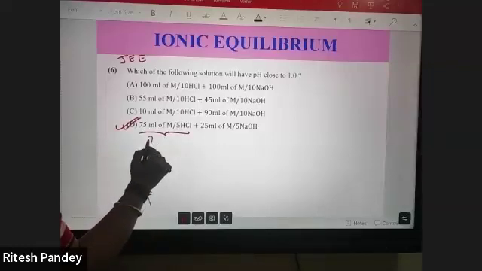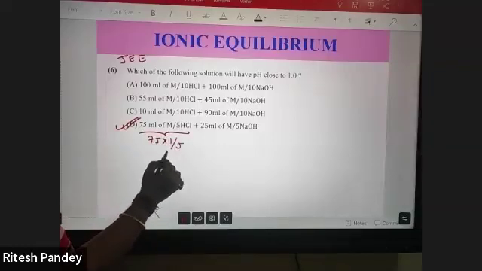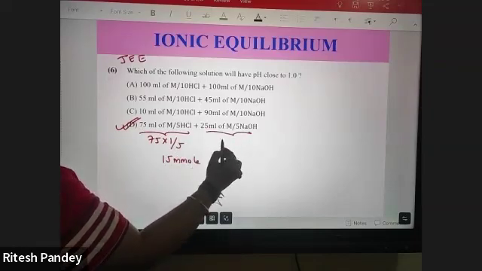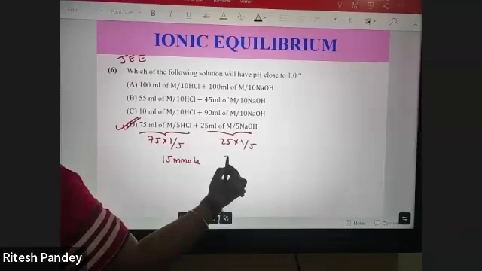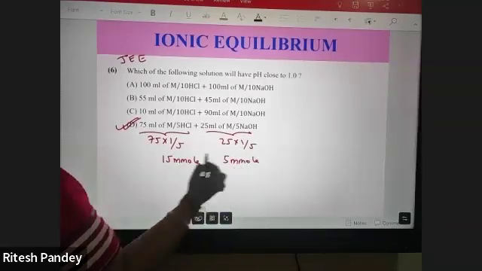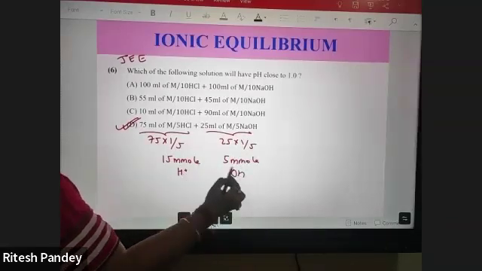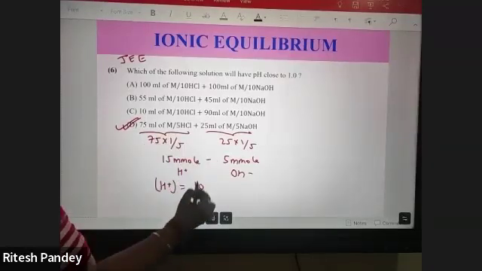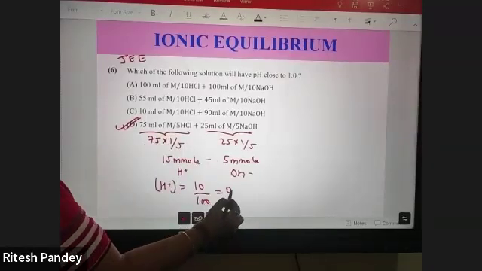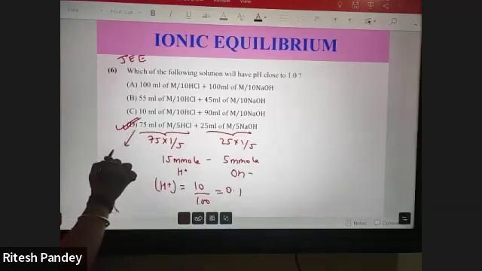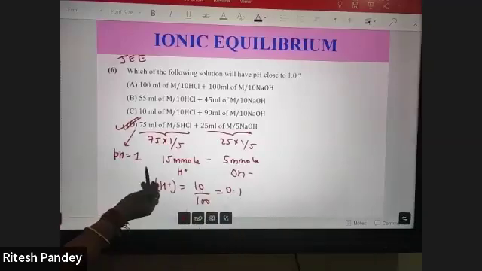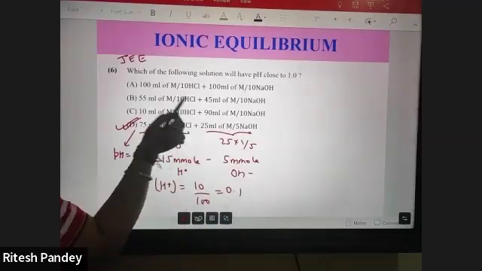HCl 75 into 1 by 5. This is exactly what I want all of you to do. It's 15 millimole. And NaOH or OH minus is 25 into 1 by 5, which is 5 millimole. So if this is H plus and this is OH minus, naturally the difference would be H plus which is left, and the H plus left, which is 10 millimole in 100 ml, is exactly how I relate it to pH equal to 1. This is very routine. H plus 0.1 molar, minus log of this is 1. We can also go one by one.